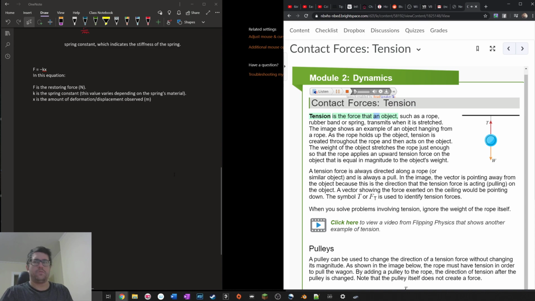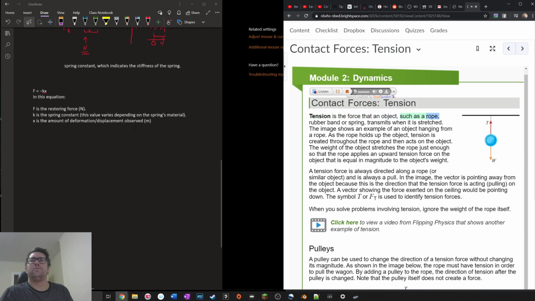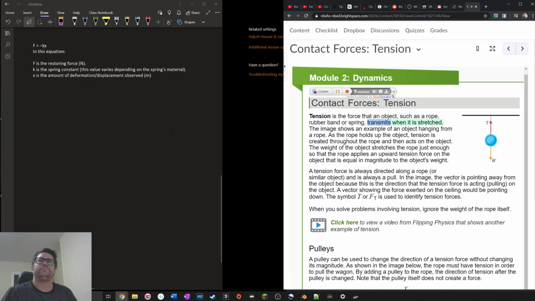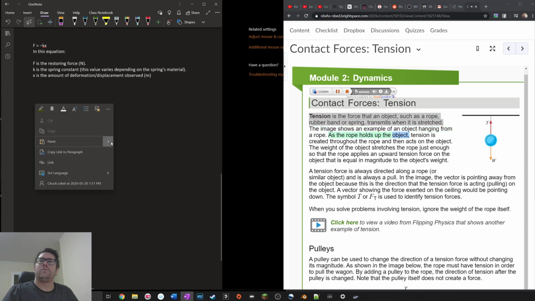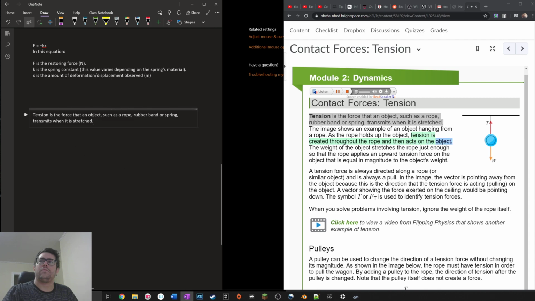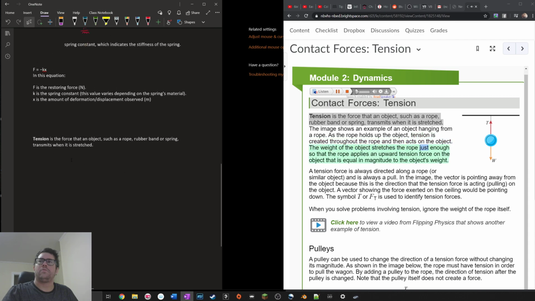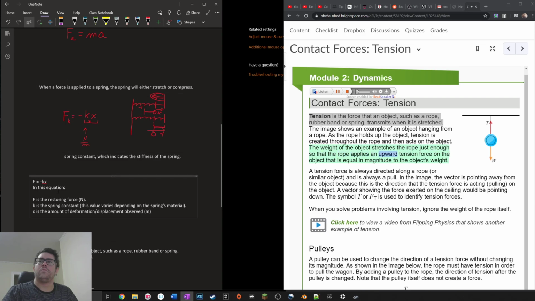Tension is the force that an object, such as a rope, rubber band or spring, transmits when it is stretched. The image shows an example of an object hanging from a rope. As the rope holds up the object, tension is created throughout the rope and then acts on the object. The weight of the object stretches the rope just enough so that the rope applies an upward tension force on the object that is equal in magnitude to the object's weight.